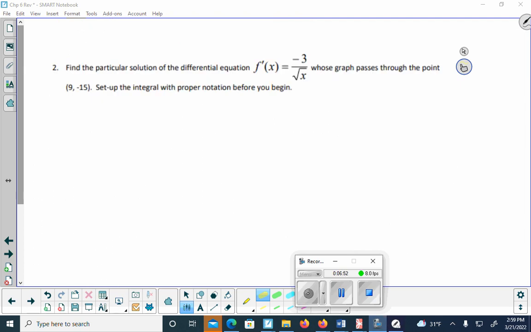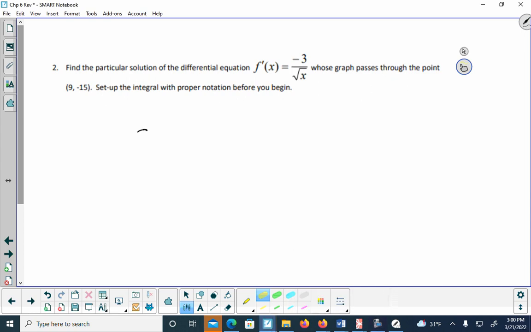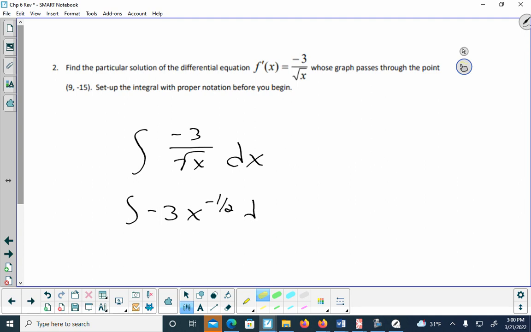Okay, on this one, I'm going to read the directions. Directions tell you to find the particular solution for the differential equation, where f prime of x, I mean the derivative of the function, is given, and it goes through the point that I gave it. Set up an integral with proper notation before you begin. So what it's telling you is to set up the integral, with proper notation, which means you have integral notation and you have a dx at the end. And then what I'm going to do is rewrite this as negative 3x to the negative 1/2 dx.